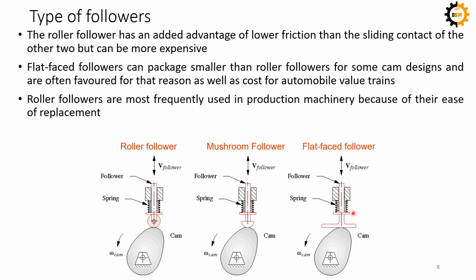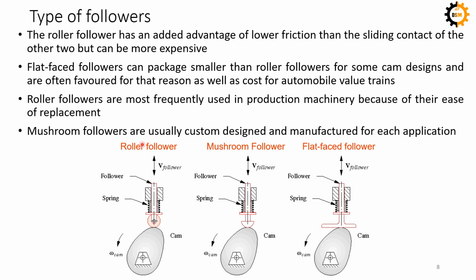So if you see, the roller followers are mostly used in production machinery. If you have a large number of rollers and bearings, there will be a bearing. It will be very easy to replace, and you don't need manufacturing or machining for these. So this is much easier to replace.